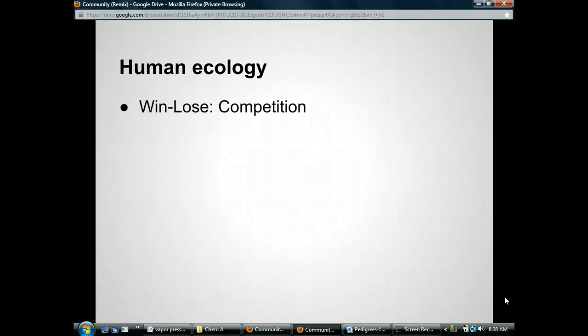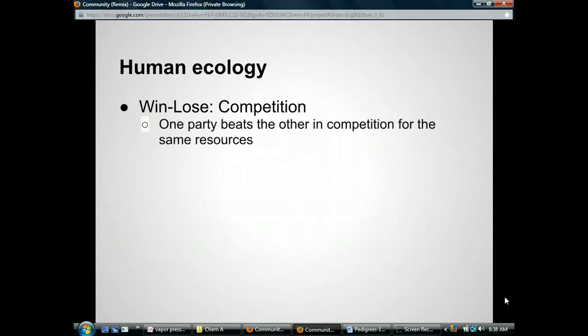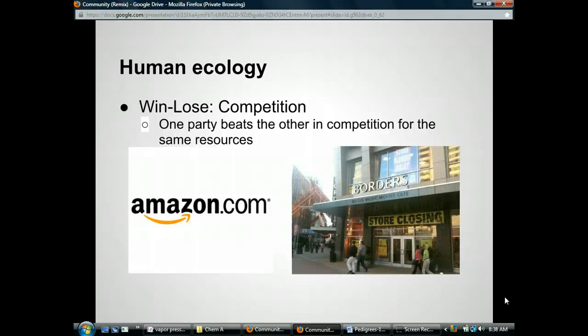There's another type of win-lose situation, and this is competition. One party beats the other in competition for the same resources. One good example of this is Amazon totally putting Borders out of business. All right? That's an example of competition. Now, the idea with this is that it is different than simple force and aggression. This is fair when everybody's playing by the same rules.